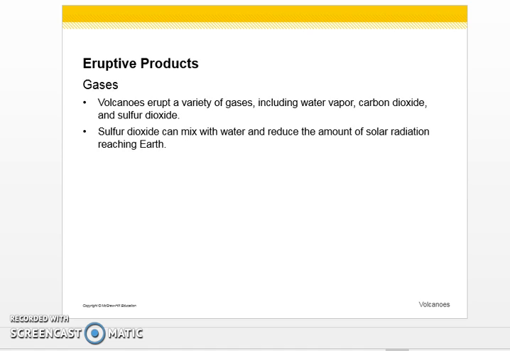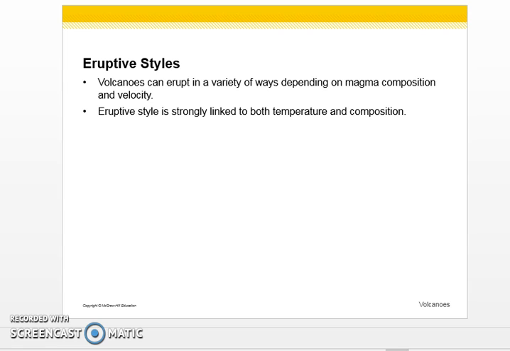Another eruptive product, gases. Volcanoes erupt a variety of gases including water vapor, carbon dioxide, and sulfur dioxide. Sulfur dioxide can mix with water and reduce the amount of solar radiation reaching Earth. So nothing is ever simple.